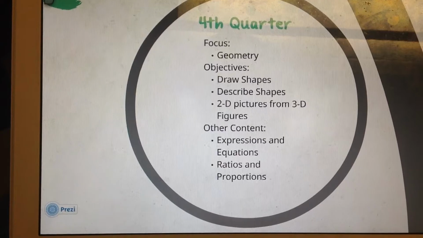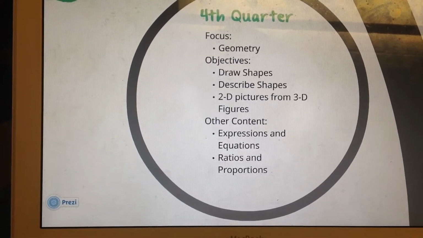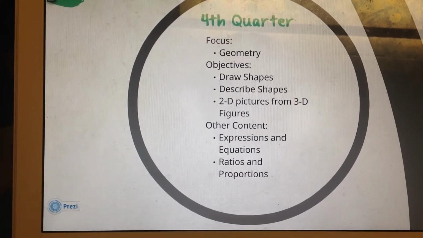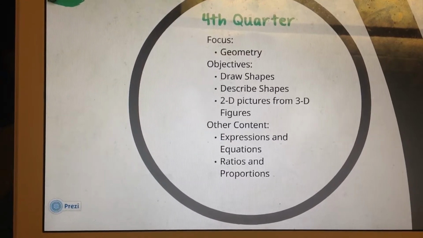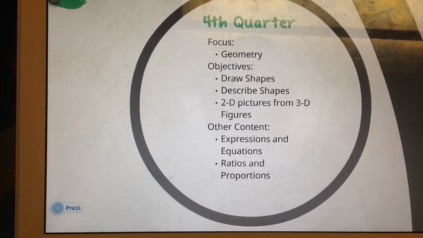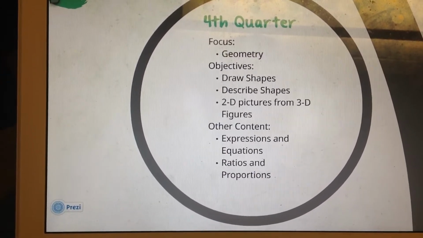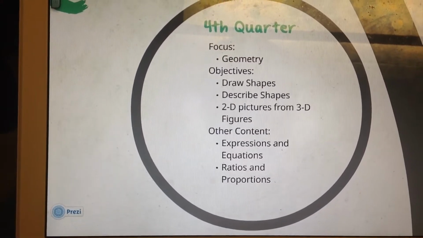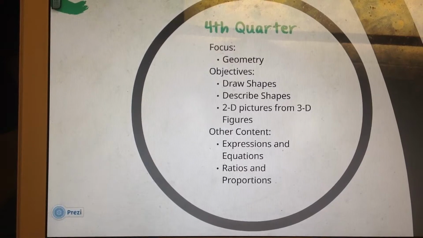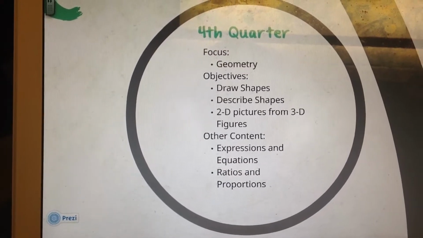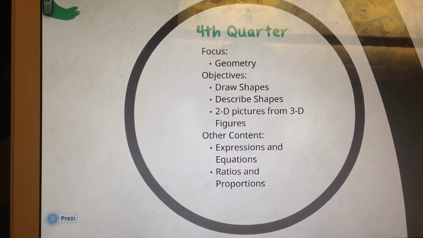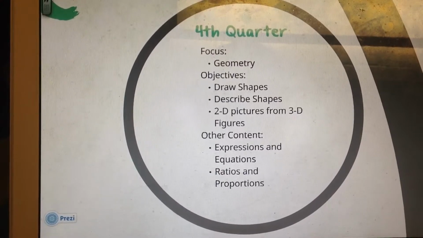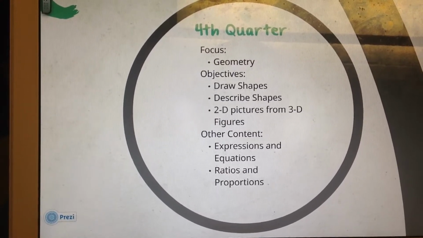The fourth quarter focus is geometry. The objectives for geometry are students will be able to draw shapes freehand, with a ruler, and with technology when given certain conditions. Students will be able to draw and describe 3D shapes, and students will be able to determine the 2D pictures that result from slicing 3D figures.